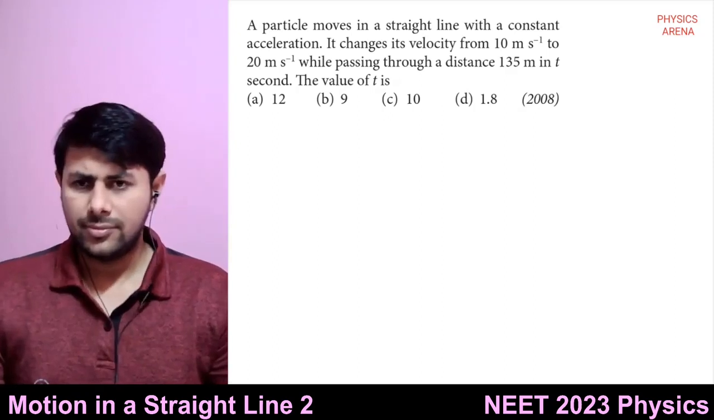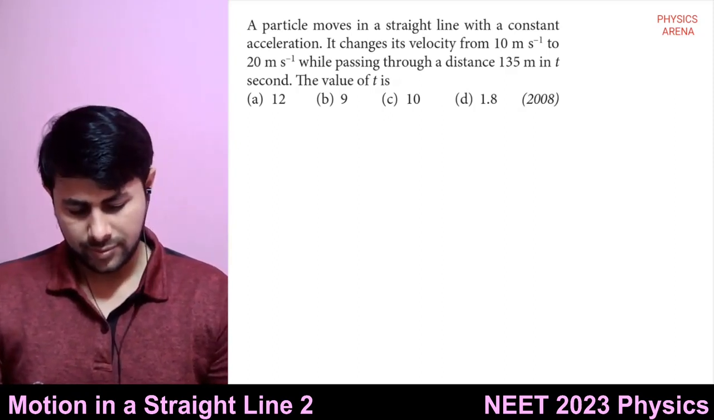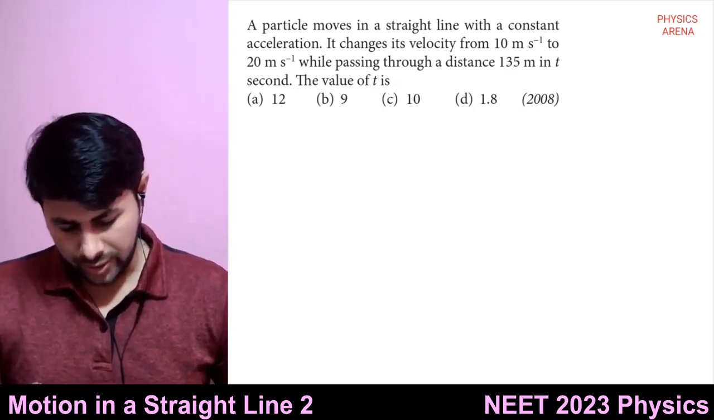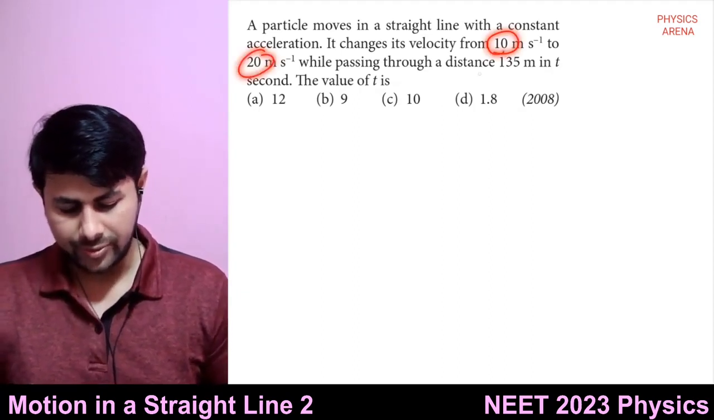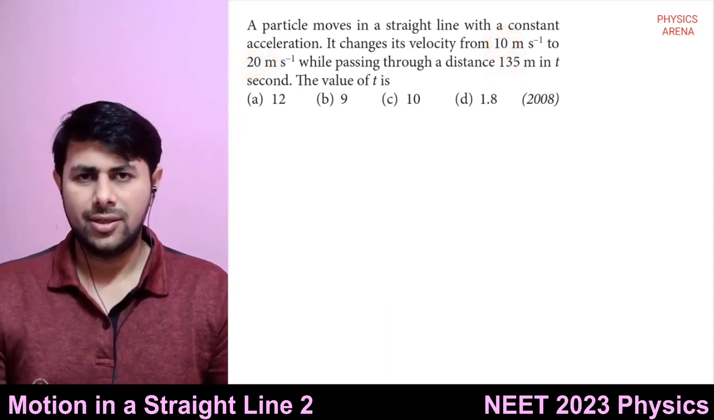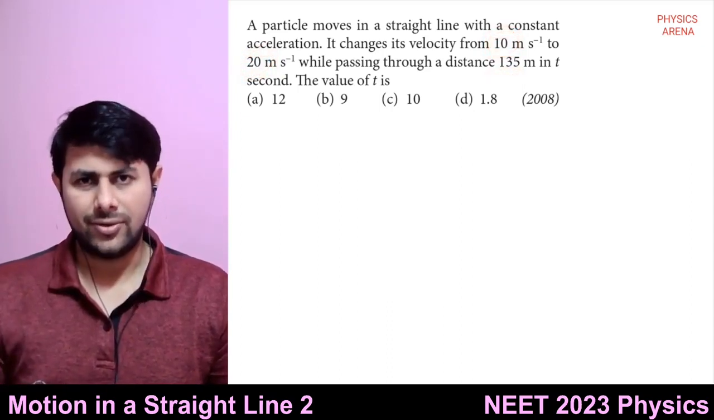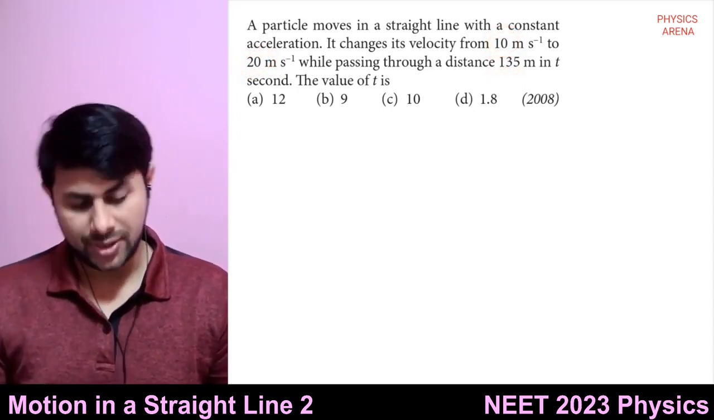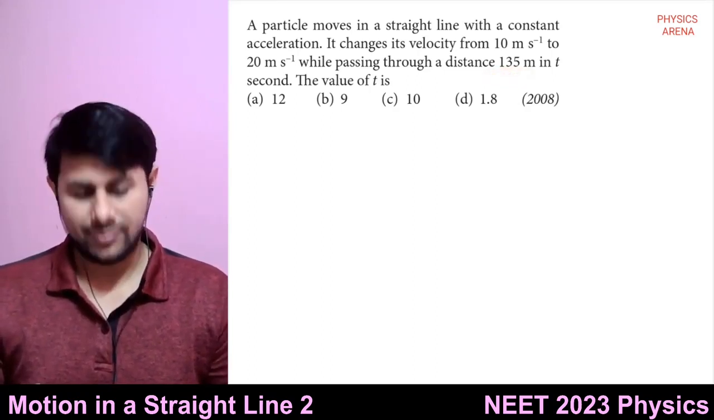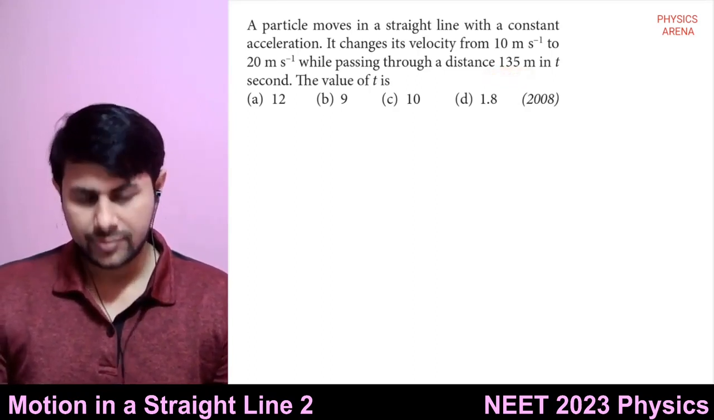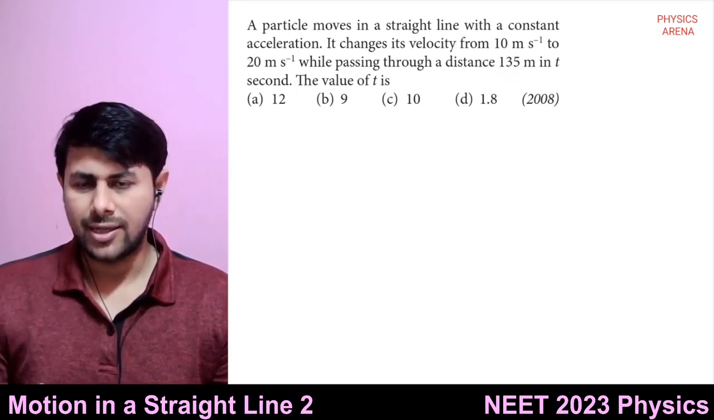S equal to ut plus half at square. Okay, you are given that it changes its velocity from 10 to 20 while passing through this much distance. So velocity is changing. Initial velocity is given, final velocity is given, distance is given. That means you have to use which formula? S is equal to ut plus half at square. Is that the formula?